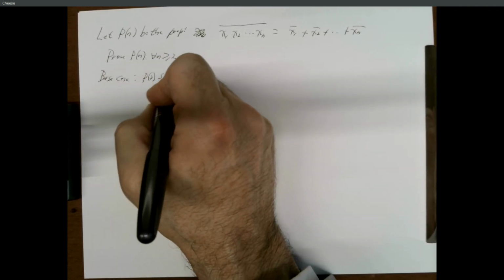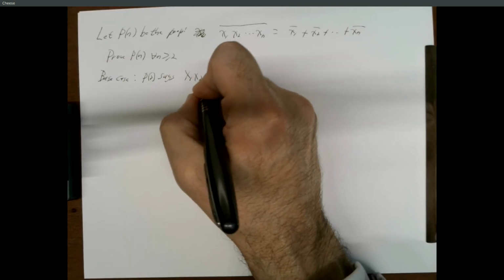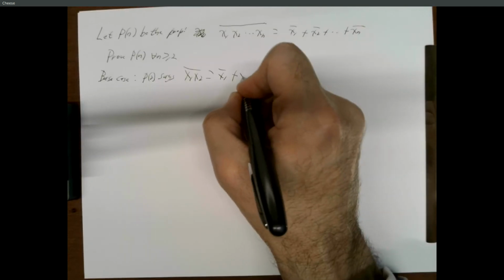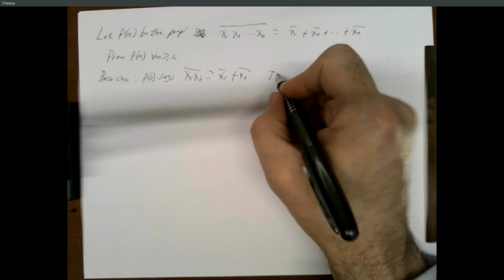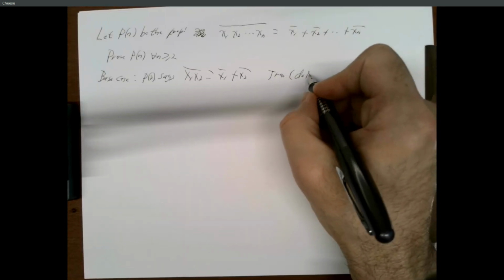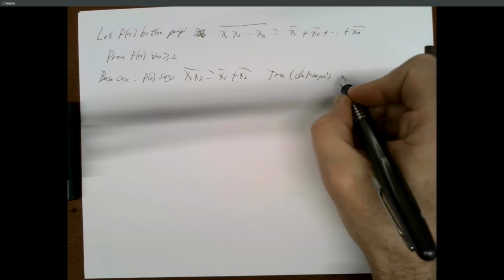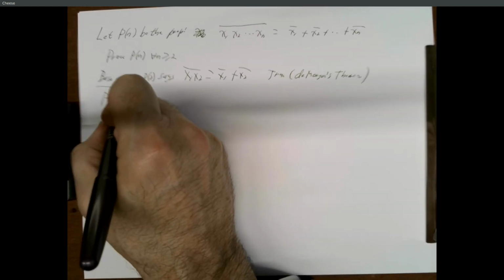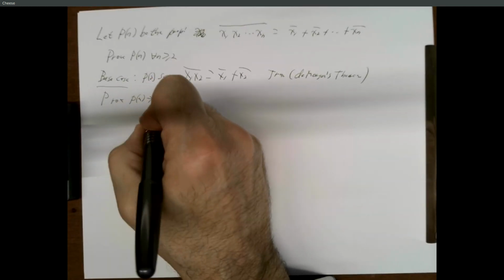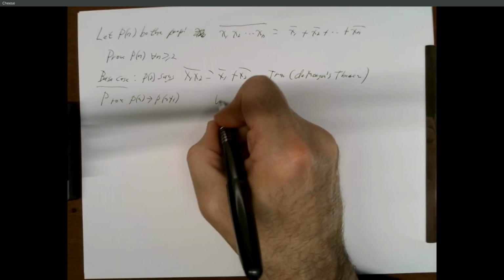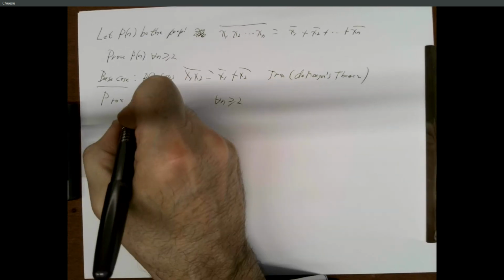So base case, P of 2 says the complement of x1 x2 equals x1 bar or x2 bar. Is that true? Yes, that's De Morgan's theorem. We got our base case. Okay, so now we want to prove P of n implies P of n plus 1 for any n bigger than or equal to 2.